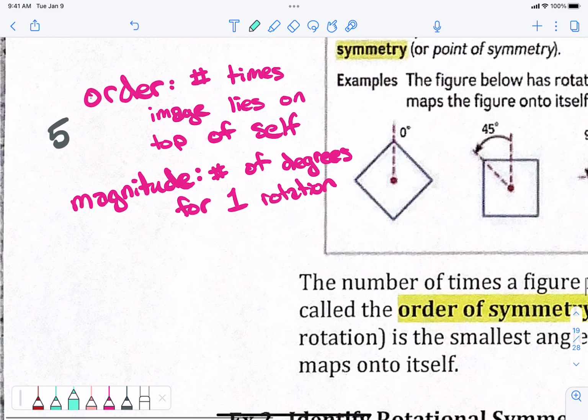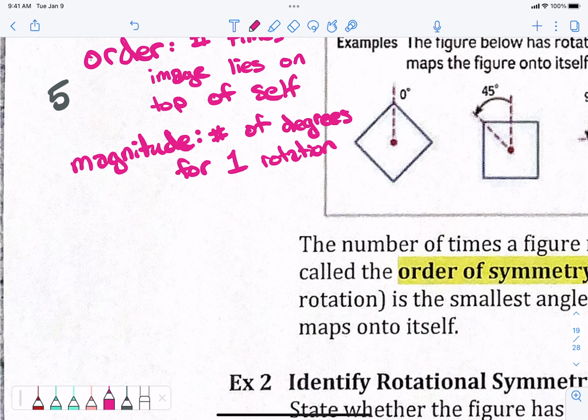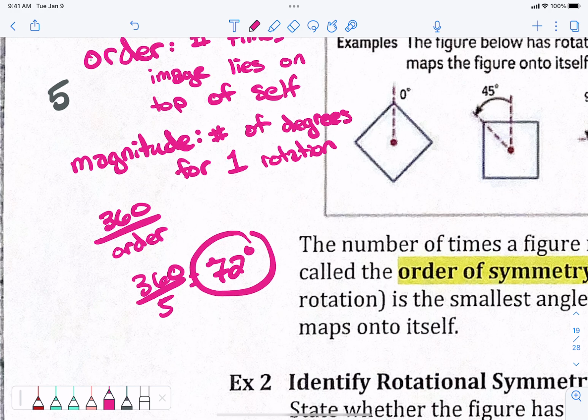72, how'd you get that? There's a formula for it. 360 divided by 5. You always take 360 and you divide by whatever the order is, okay? Which is what you did. You took 360 and divided by 5, and that was 72 degrees. So that starfish has a magnitude of 72 and an order of 5, right? 72 degrees before it maps on top of itself.